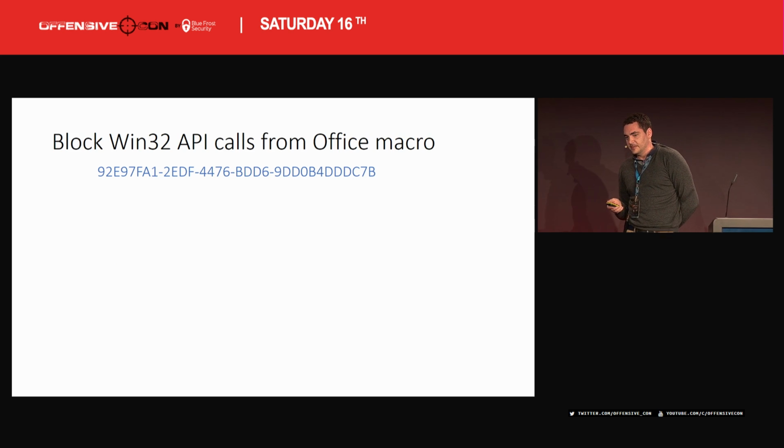Let's look at another rule. Block Win32 API call from Office macro. So if you have been trying to play with the Meterpreter VBA payload, you notice that it's calling some functions from the Win32 API, and this would be prevented by this rule, for example.